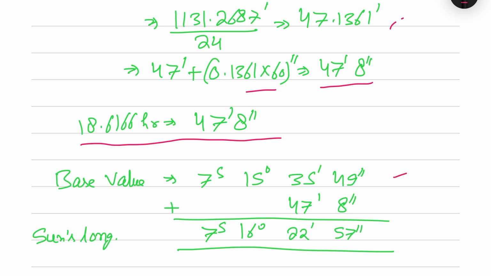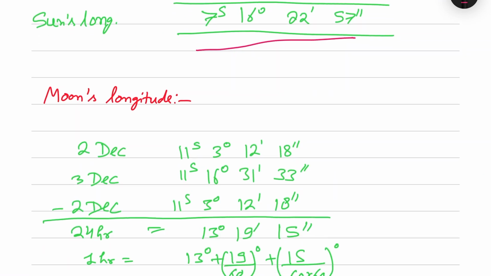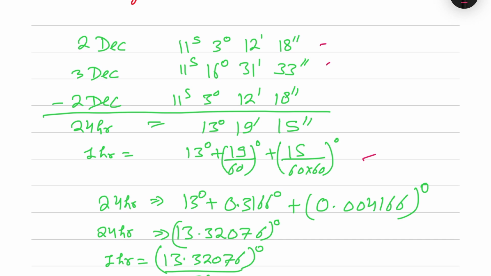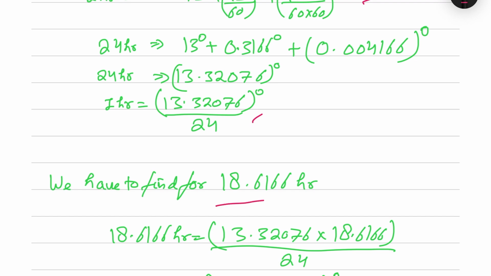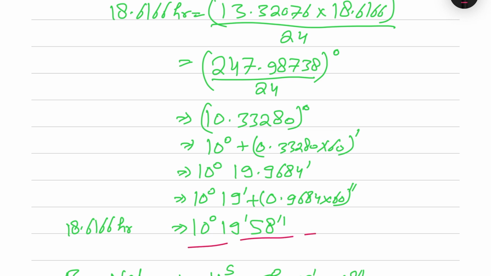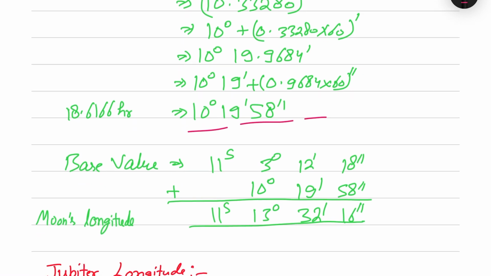The base value is for 2nd December, so it is 7 signs 15 degrees 35 arc minutes and 49 arc seconds. We'll add this, so we get the longitude of the Sun. Similarly, for the Moon, we'll take two values from the same table for 2nd and 3rd December, then we'll get the difference. For 1 hour it is coming like this, and we require it for 18.6166 hours. So we calculate, it is coming as 10 degrees 19 arc minutes and 58 arc seconds. If we add it to the base value, we get the Moon's longitude like this.